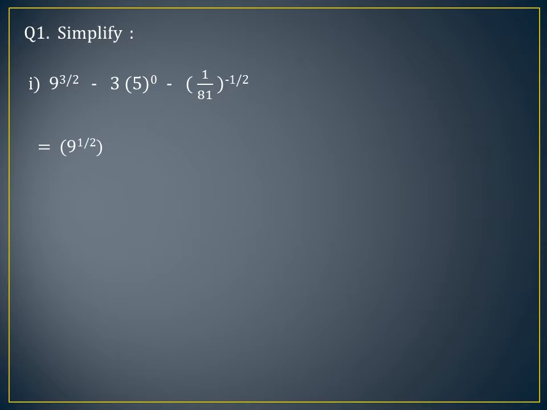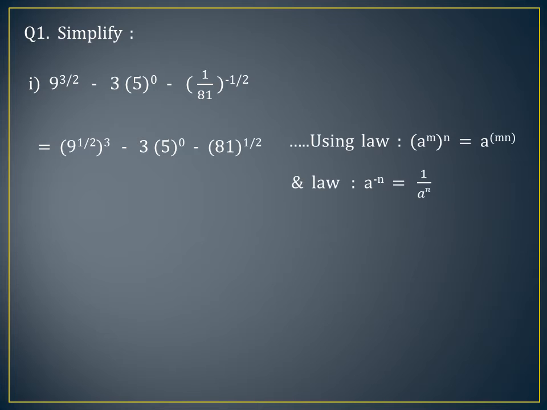So let's solve our first question. We have to simplify 9 raised to 3 upon 2 minus 3 into 5 raised to 0 minus 1 upon 81 the whole raised to minus 1 upon 2. Now 3 upon 2 we can write as 9 raised to half the whole raised to 3, by using the law a raised to m the whole raised to n, which is a raised to m into n. So we can split 3 upon 2 as half into 3.